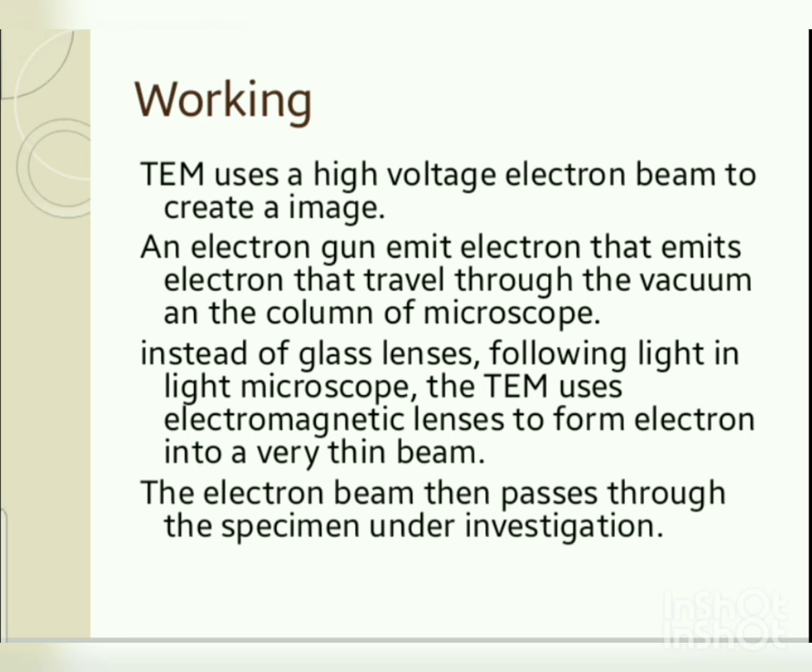So how does it work? It is simple: it uses a high voltage electron beam to create an image. An electron gun emits electrons that travel through the vacuum and column of the microscope. Instead of glass lenses focusing light as in a light microscope, the TEM uses electromagnetic lenses to form the electrons into a thin beam. The electron beam then passes through the specimen under investigation.